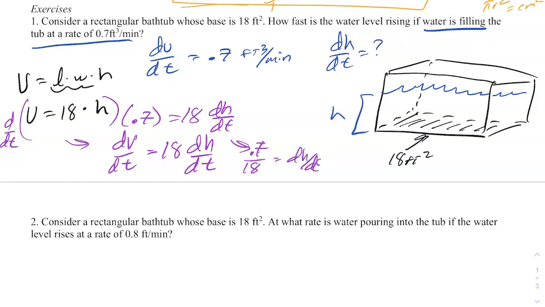If you sub that into a calculator, you're going to get 0.038. Now again, this is dH/dt. So if you're wondering about the units, it's a side, so it's going to be singular, to the power of 1, and then time. What we're talking about here: feet per minute.